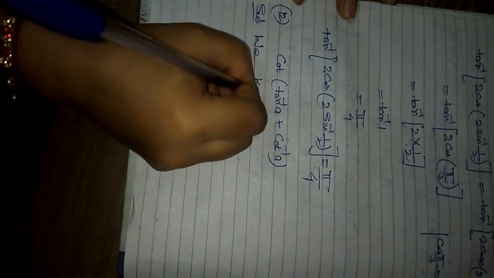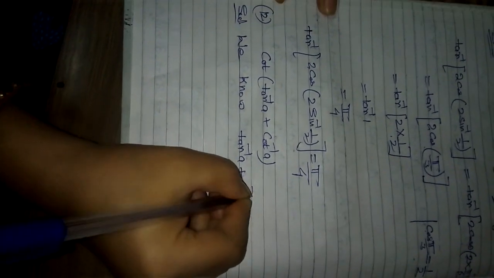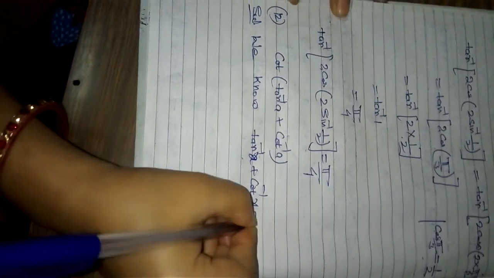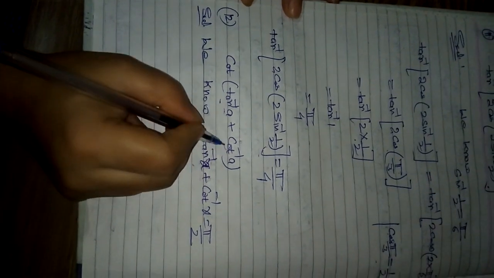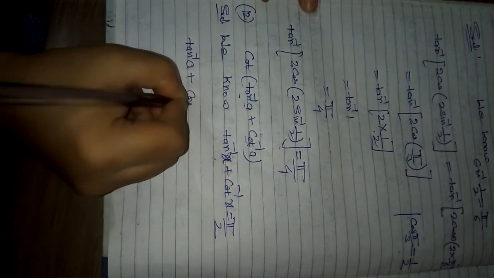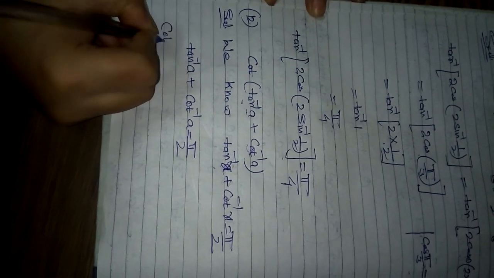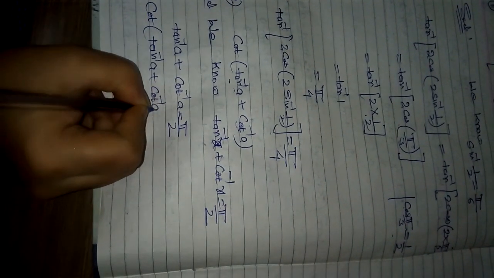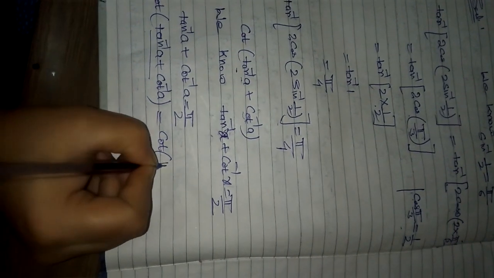We know from the formula tan inverse x plus cot inverse x is equal to pi by 2. Here in the place of x, A is given. So tan inverse A plus cot inverse A is equal to pi by 2. So cot of tan inverse A plus cot inverse A is equal to cot of, in the place of this term we can write here pi by 2.